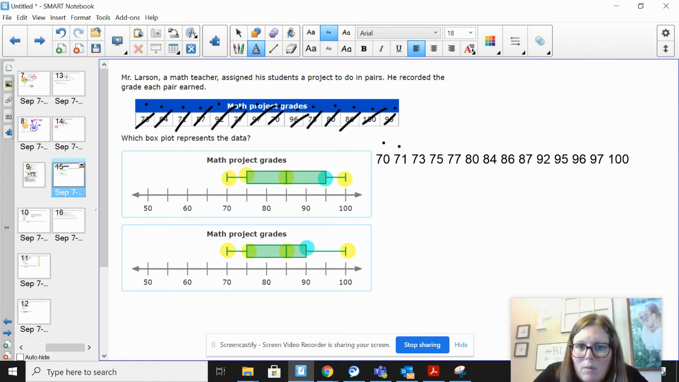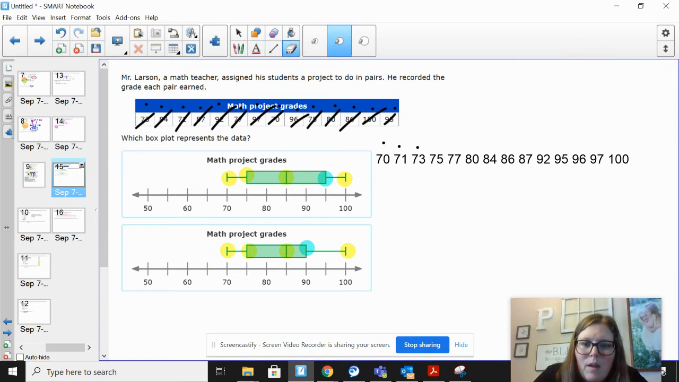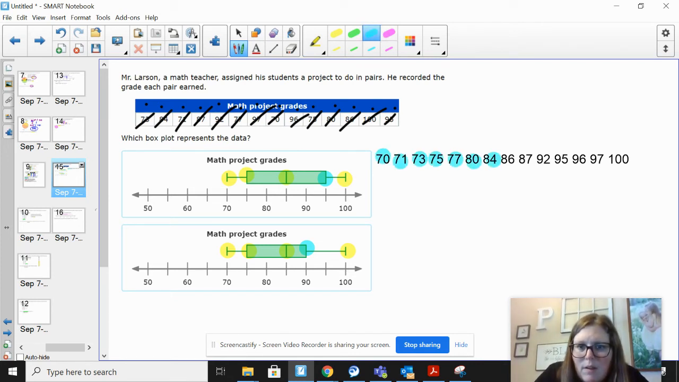Maybe I'll do this instead. So 1, 2, 3, 4, 5, 6, 7, 8, 9, 10, 11, 12, 13, 14. All right, so I know I have the right number of numbers written down, but that's the first thing we have to do, is list them in order.